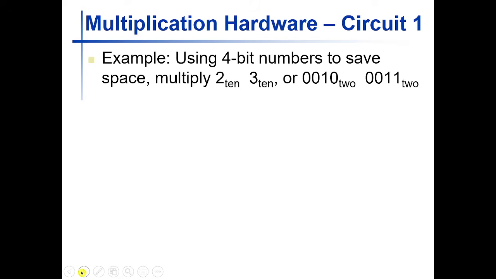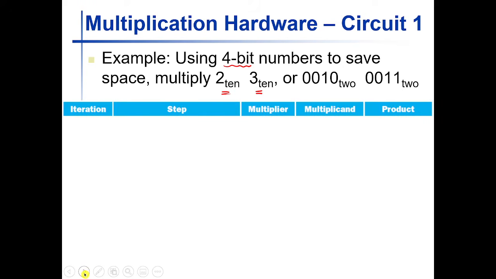So let's assume, of course, not 32 bits, because it will be very long. But let's do 4-bit numbers, simple ones like 2 multiplied by 3, which is basically 6. We're gonna assume the 2 is the multiplicand and the 3 is the multiplier. So we're gonna do it step by step. Let's have an iteration column. Step here means what's gonna happen basically in the step, and then multiplier, multiplicand, product.